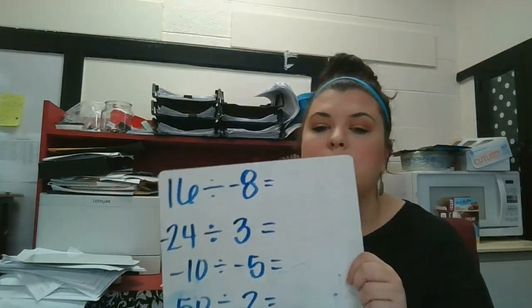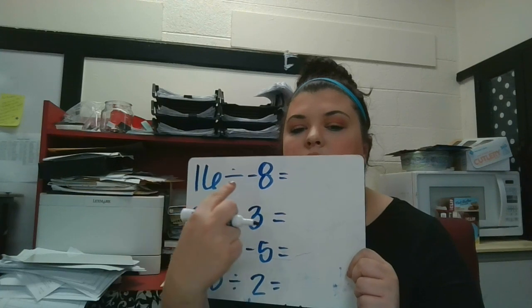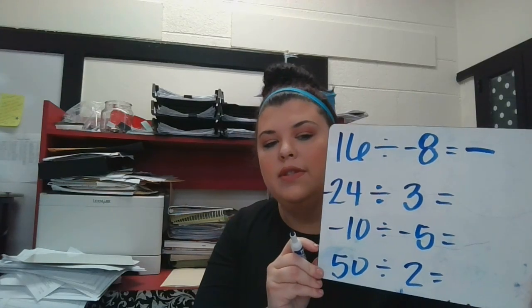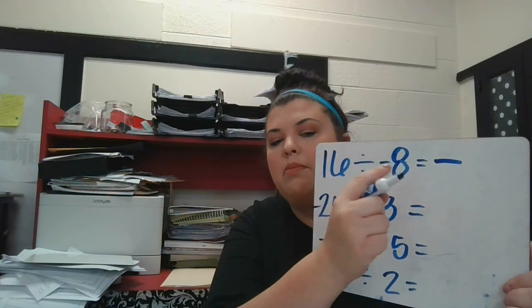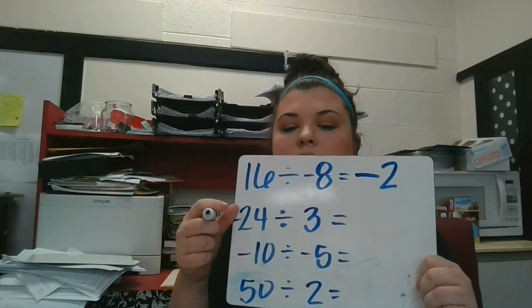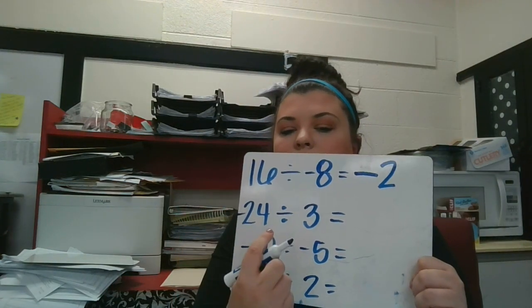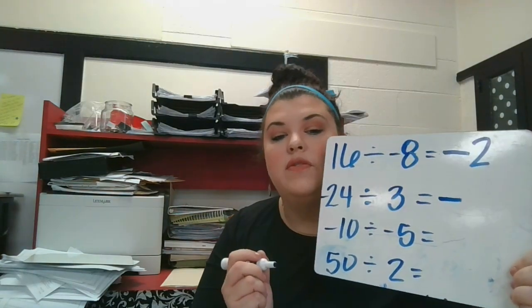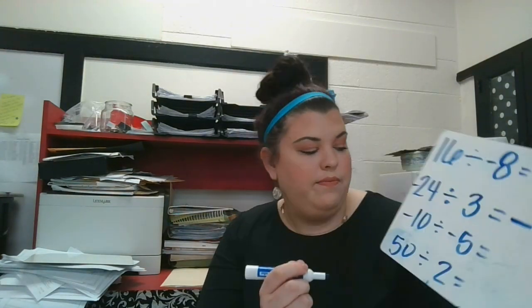Now, this is the same thing for division. I have a positive divided by a negative. A positive divided by a negative is a negative. 16 divided by 8 is 2. Okay, the next one is negative 24 divided by 3. Well, a negative divided by a positive is a, look, you use your triangle method, a negative. 24 divided by 3 is 8.